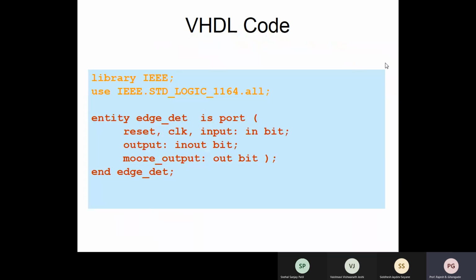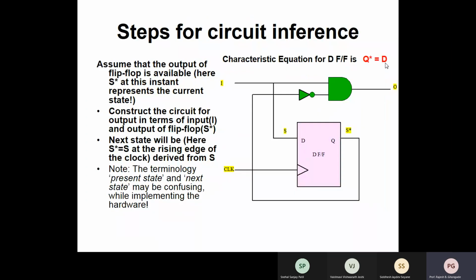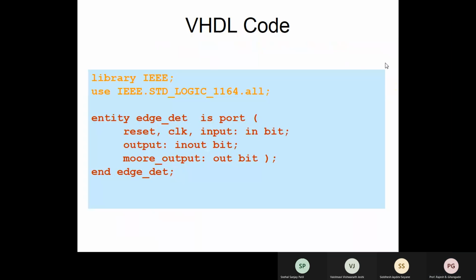Now we are going to see how to write the VHDL code for whatever we have seen right now. This was the conventional design, and this is what we are going to use when we implement it using VHDL. So: library IEEE, library declaration, entity declaration. In the entity declaration, the name of that entity is edge underscore DET, short for edge detector. You can write any name over here, you know that. Then what are the input ports? Reset, clock, and input, in mode in and type bit. Similarly, I am going to have an output in mode out and type bit, and another output, out bit. We'll see why this is done.